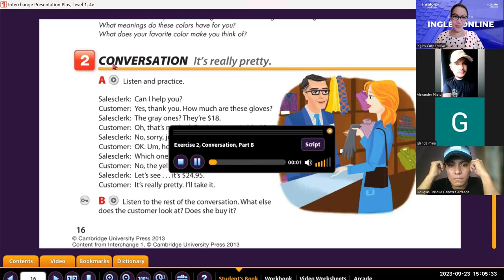Page 16, Exercise 2, Part B. Listen to the rest of the conversation. What else does the customer look at? Does she buy it? We have some nice hats over here.